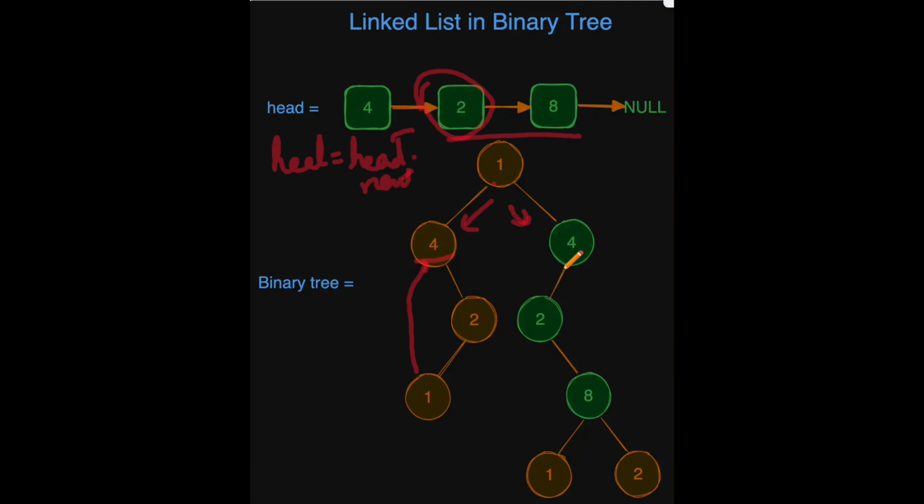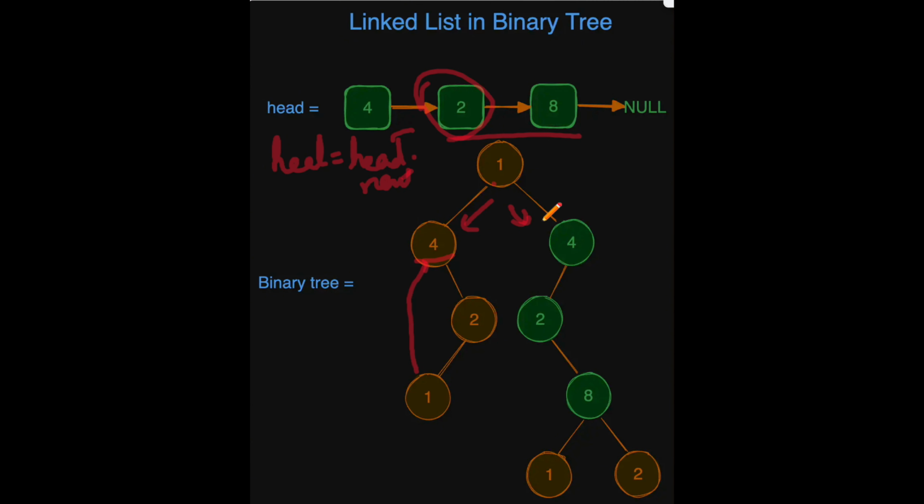We see that there is only left child and the value of left child is 2 and the value actually matches. So we will again do head is equal to head dot next and we will also explore the children of 2. There is only one right child, that is 8. We see that the value in the linked list, that is 8, and the current node actually matches. So we will again do head is equal to head dot next, and now we have come to the end of the linked list. So that means we have successfully found the linked list as subpath in the binary tree, and that means we should return true.